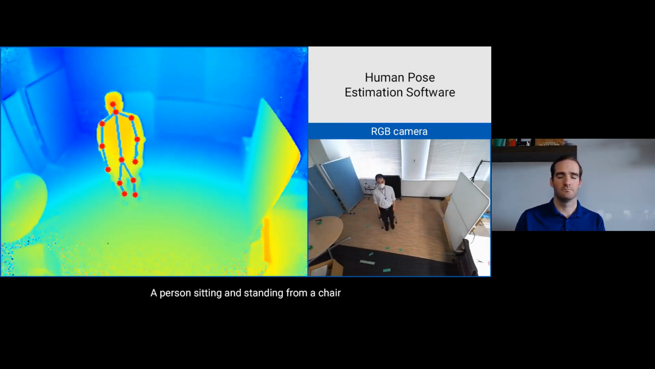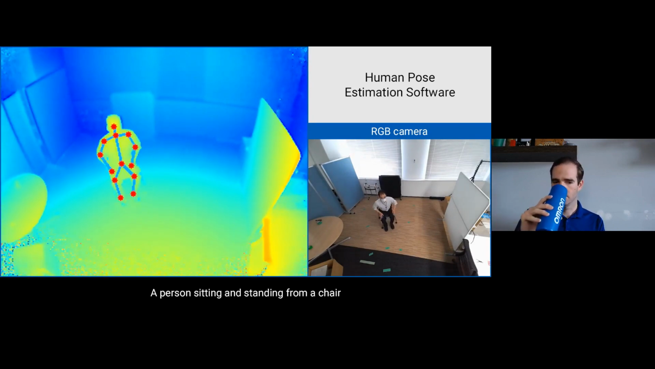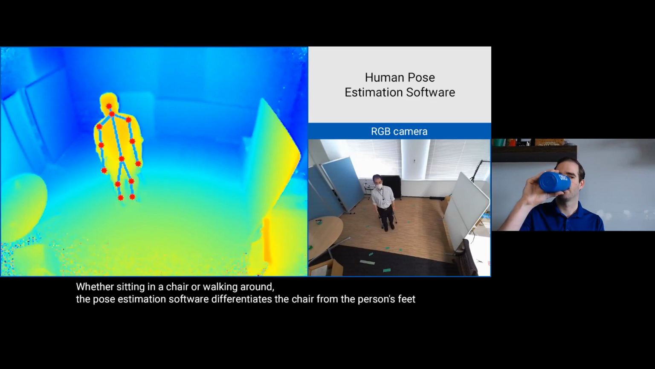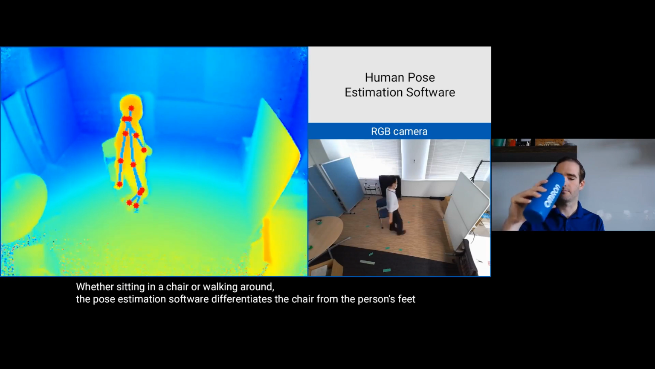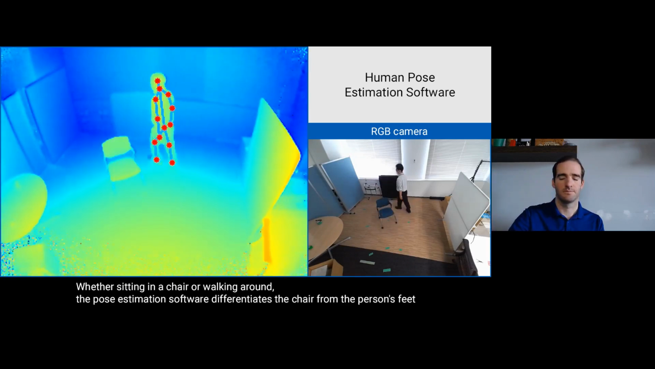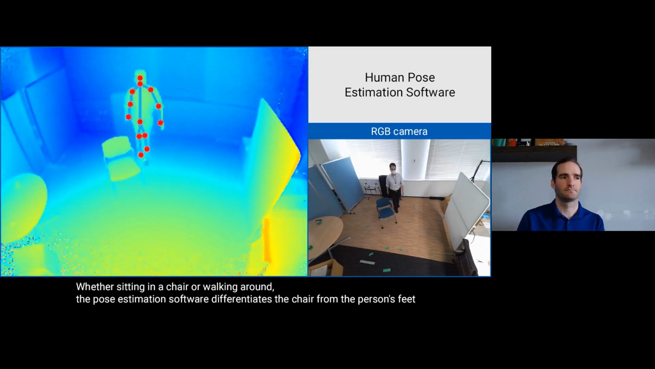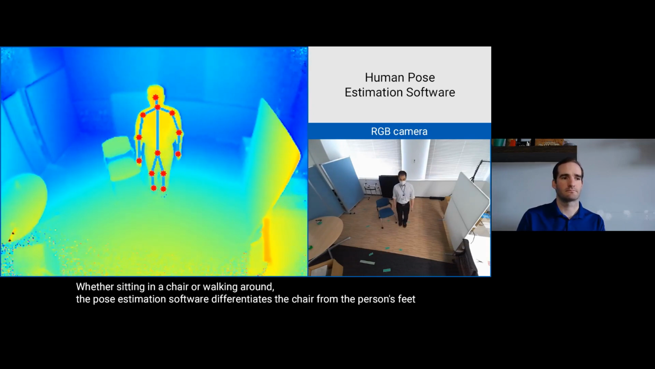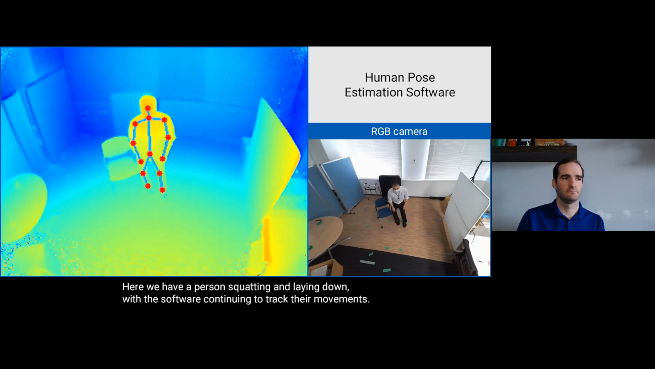A person sitting or standing from a chair. Whether sitting in a chair or walking around, the pose estimation software differentiates the chair from the person's feet. Here we have a person squatting and laying down with the software continuing to track their movements.